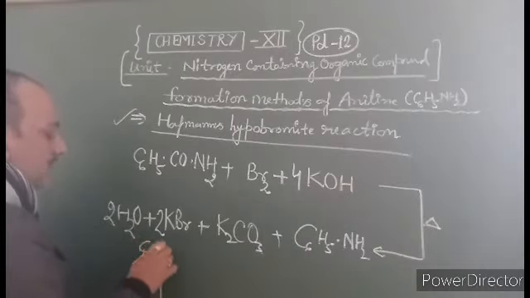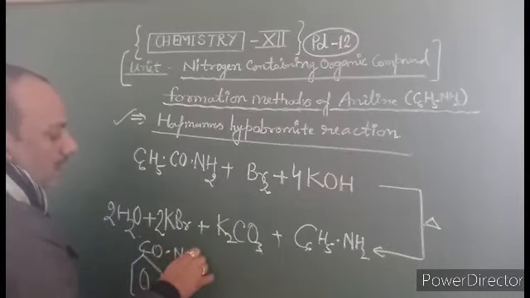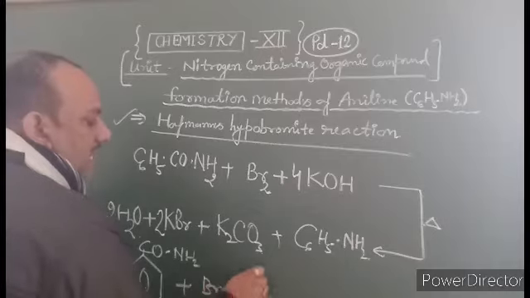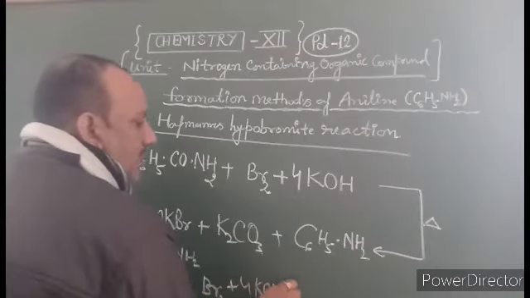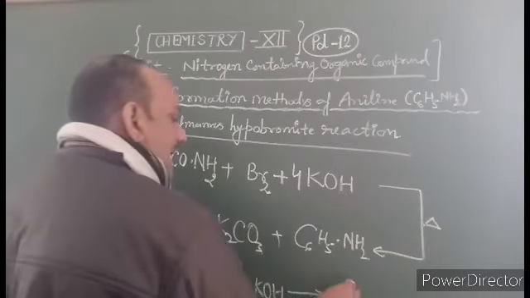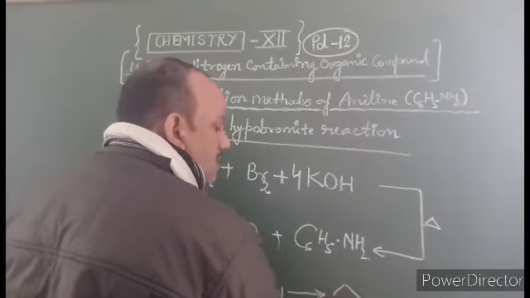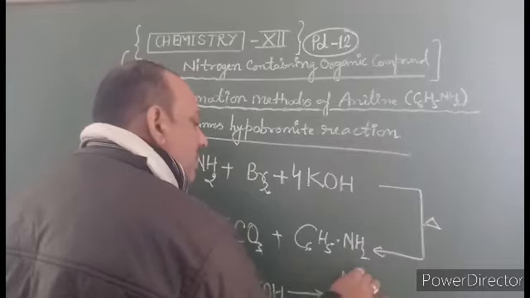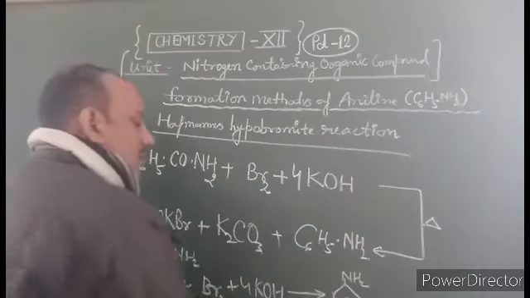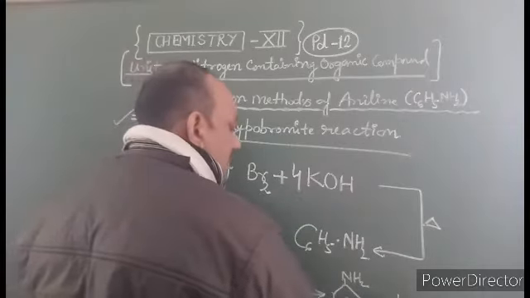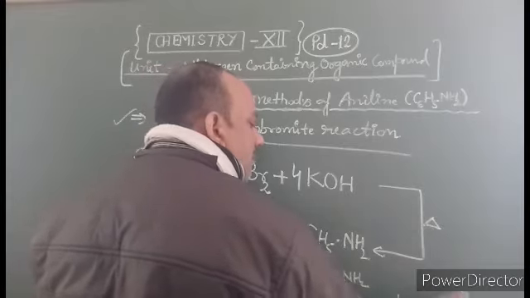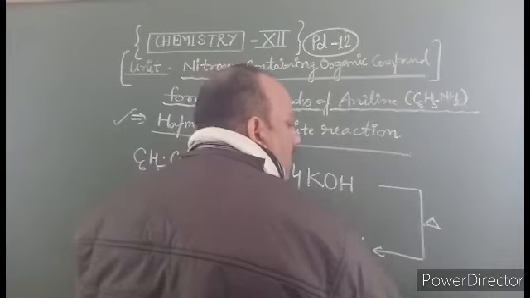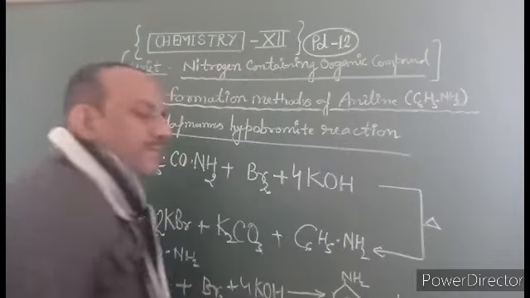The formula of benzamide is C6H5CONH2. It reacts with bromine Br2 plus caustic potash KOH to form aniline C6H5NH2, also shown in structural formula, and subtracts K2CO3 potassium carbonate, potassium bromide KBr plus water molecule H2O.